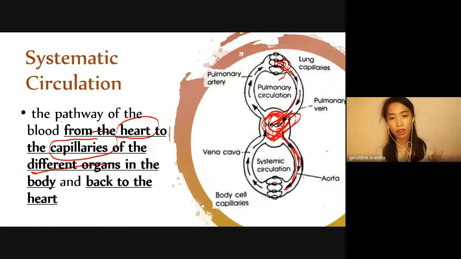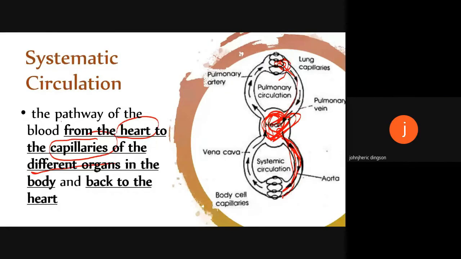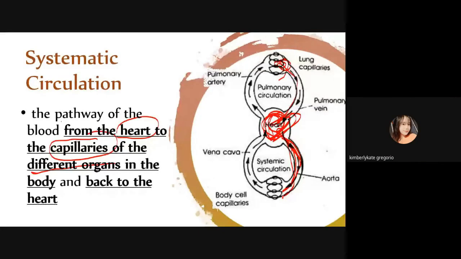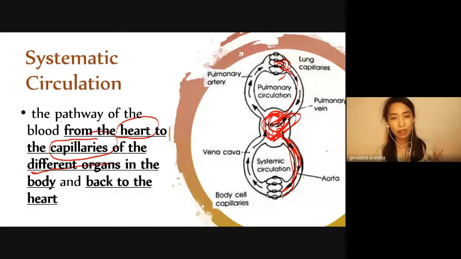Ano nga ulit yung aorta? Anybody? Ano yun, ma'am? Ako, tinatanong ko nga kayo eh. Yes, Kimberly? The largest artery. Okay, so again, the aorta is the largest artery. Ayan. So, from the heart, dadaan ng aorta, dadalhin niya ngayon sa different organs or different cells in the body.